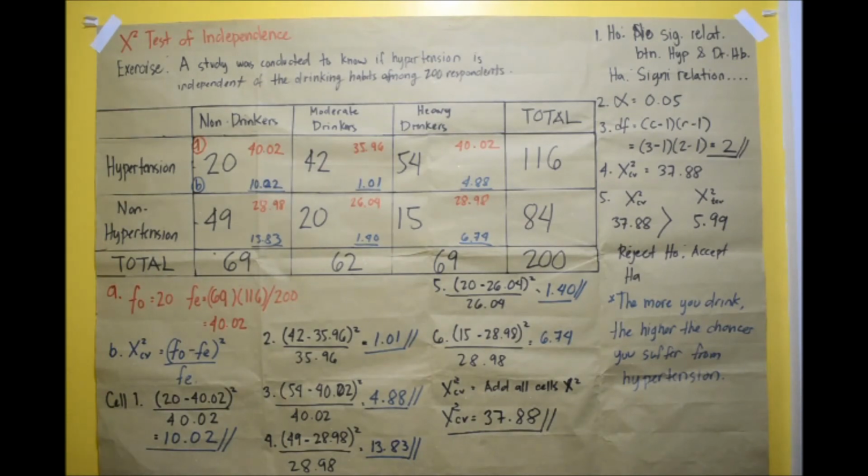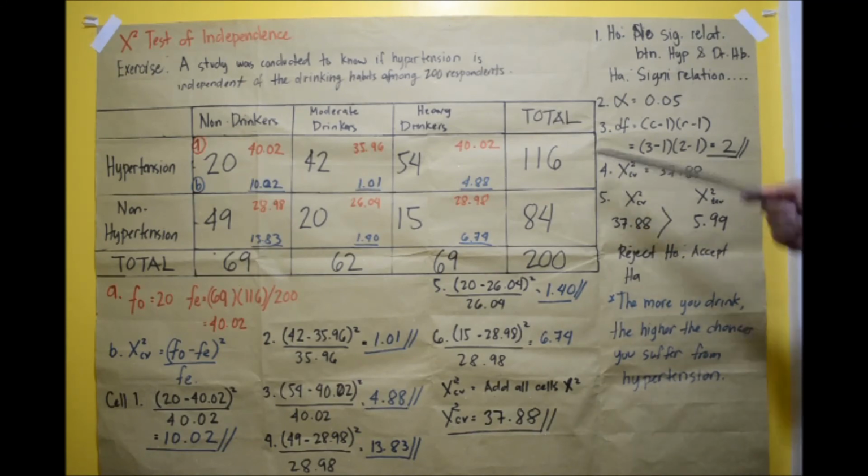We now proceed with hypothesis testing. Number one, you craft your hypothesis as well. This is a test of independence. We just want to know if the variables are independent. The null hypothesis: there is no significant relationship between hypertension and drinking habits. The alternative hypothesis: there is a significant difference between hypertension and drinking habits. We use an alpha of 0.05.